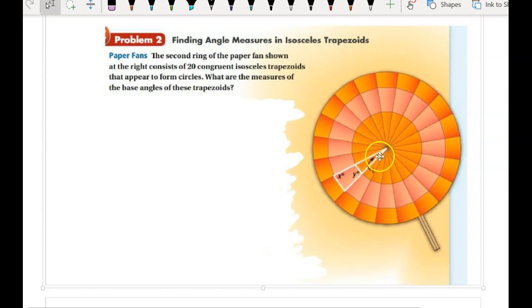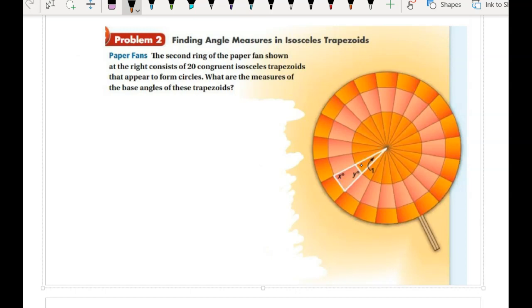Now, how can I find out what angle 1 is equal to? Okay, so, let's see. This should have 20. 1, 2, 3, 4, 5, 6, 7, 8, 9, 10, 11, 12, 13, 14, 15, 16, 17, 18, 19, 20. Okay, it does. Don't you love listening to me count?